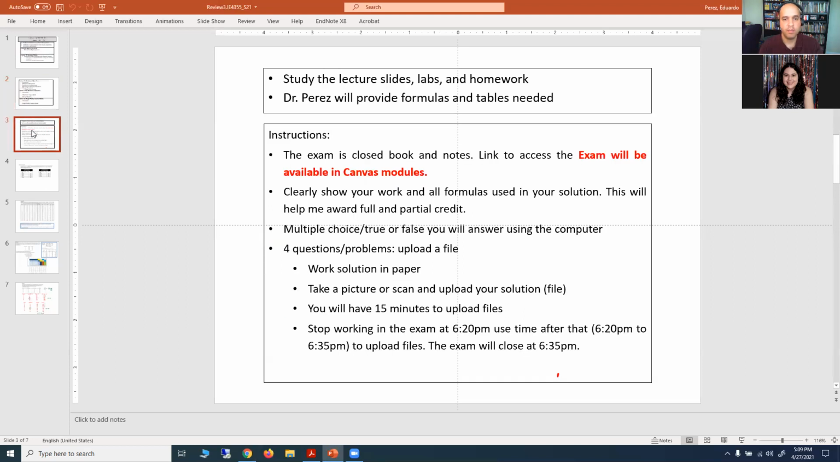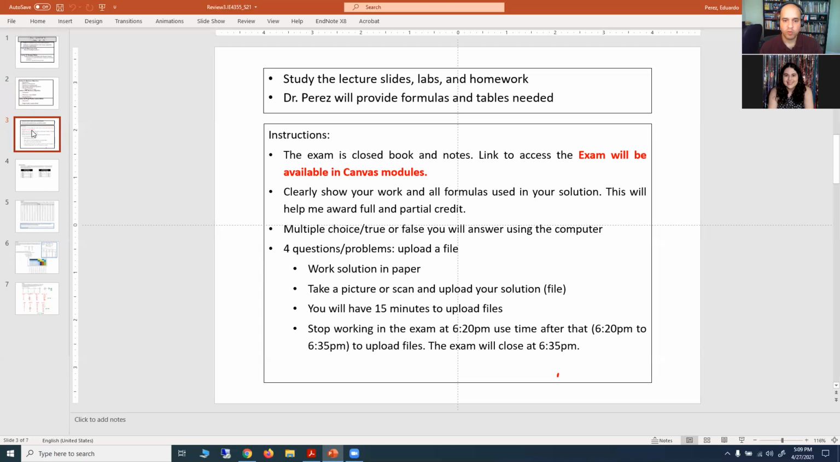preparation for the exam, I encourage you to look at the lecture slides, the labs, and the assignments. If you need any formulas, I'll be providing those in the exam. And the exam is closed books and notes. The link to access the exam will be available in the Canvas modules, like we did for the first two exams. Clearly show your work and formulas in your solution, because this helps me to award full or partial credit.